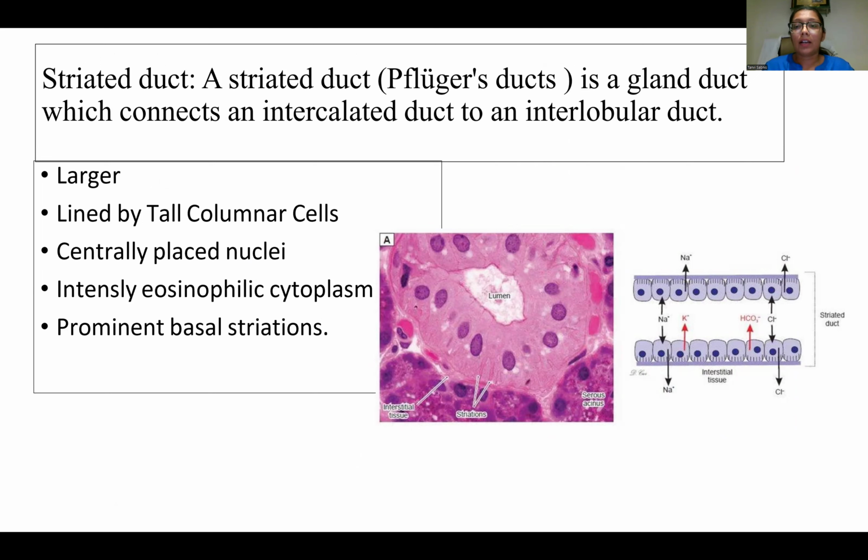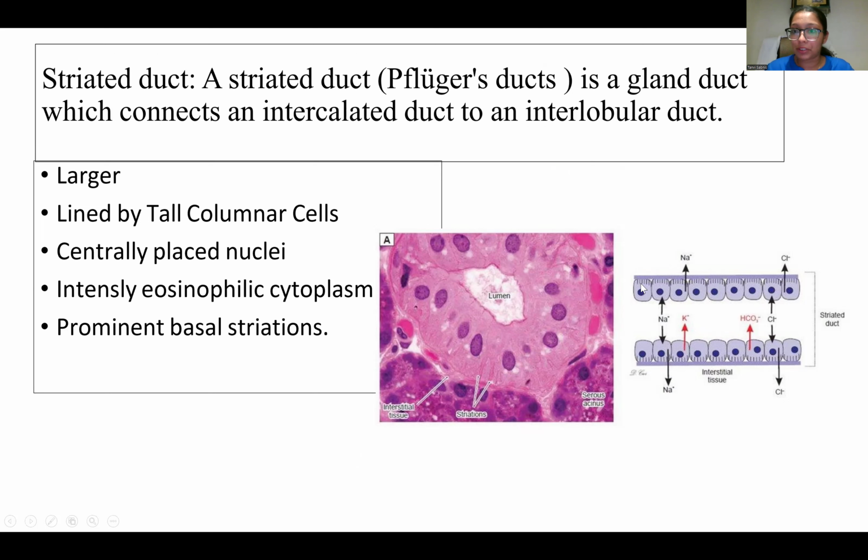The striated duct is a gland duct which connects the intercalated duct to the excretory duct, which is an interlobular duct. The striated duct is larger in diameter compared to the intercalated duct. The cells of the striated duct are tall columnar cells, as we can see. The nucleus is round, spherical, centrally placed, and they have intense eosinophilic cytoplasm, and prominent basal striations.